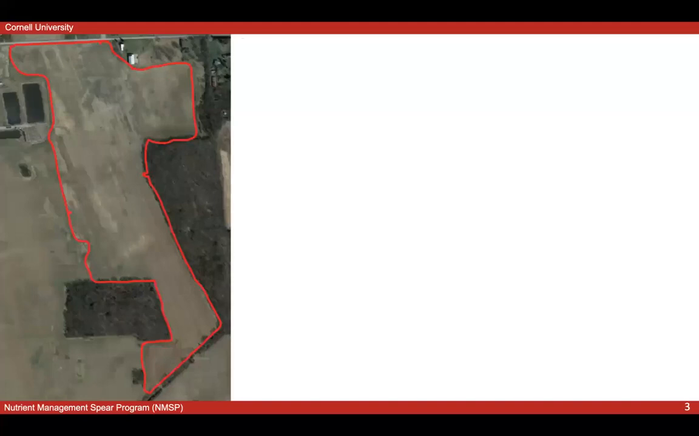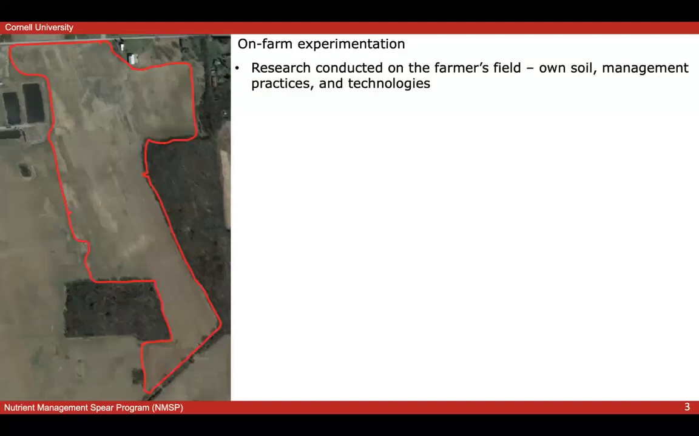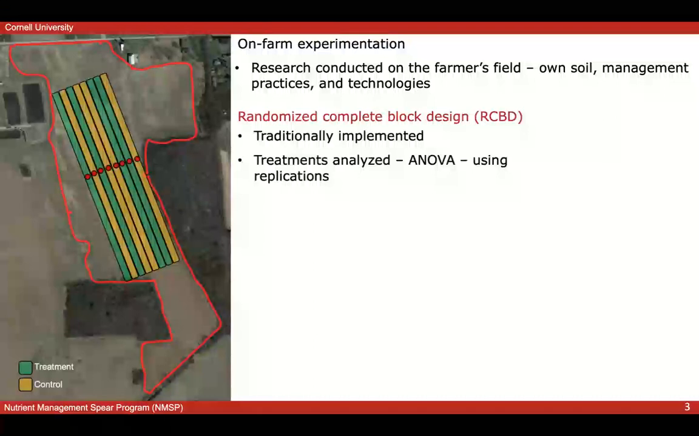One of the ways to do that is through on-farm experimentation, where research is conducted on the farmer's field using their soil management practices and technologies. Traditionally, on-farm experimentation is conducted using randomized complete block design, which implements random strips, and it uses ANOVA to test the treatment and control.